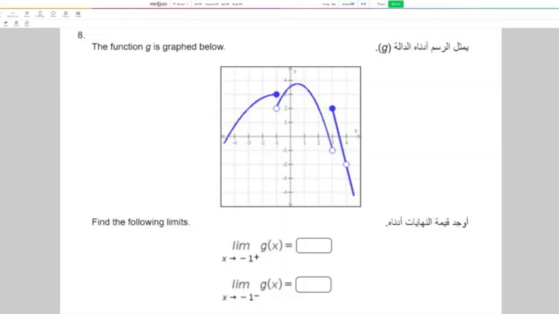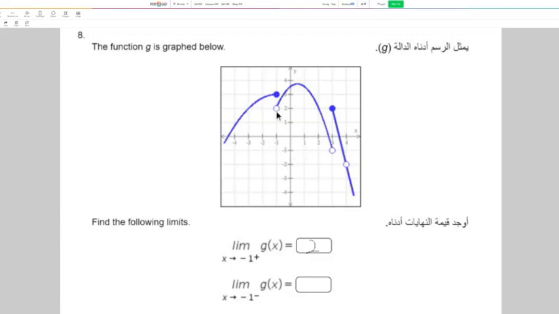Given that function g is graphed below, find the following limits. So we need to find the limit as x approaches -1 from the right and the limit as x approaches -1 from the left. First, let's find the limit as x approaches -1 from the right. So here's -1, and here we can see a jump. This one goes to the right side, and it's 2, so the limit as x approaches -1 from the right is going to equal 2.